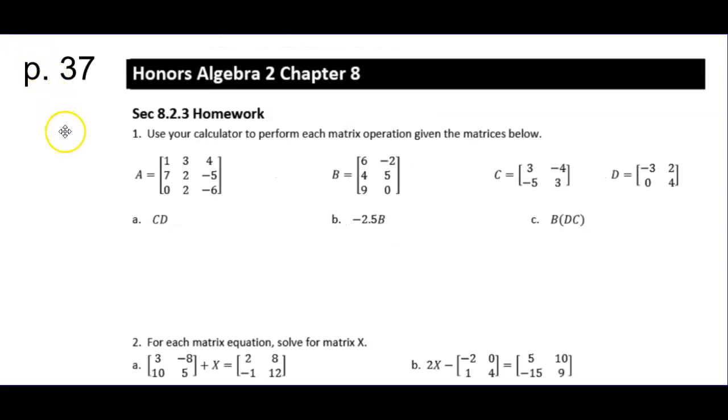Page 37 will be your homework assignment, so come to class with that prepared for next week.